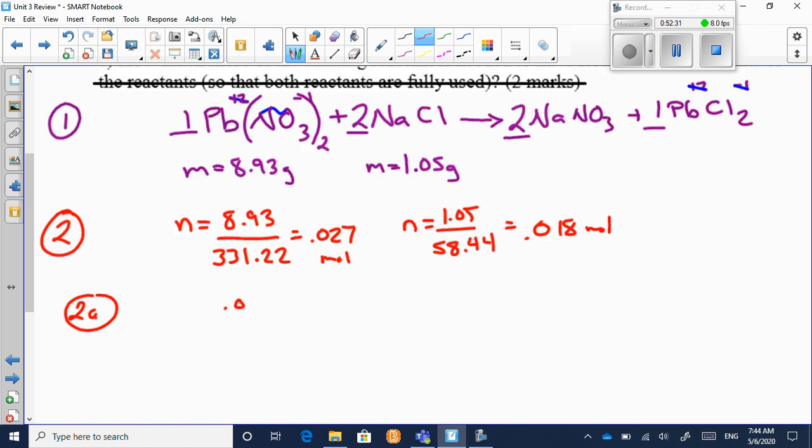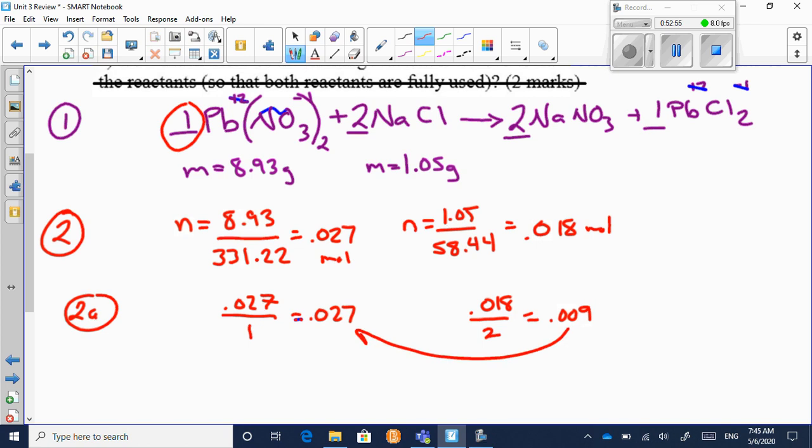So you take the 0.027 and you divide by 1, because of the 1 there, and that's obviously 0.027. And then you take the 0.018 here and divide by 2, and you get 0.009. Okay, so obviously you then compare these two numbers, and this one is smaller. Okay, so therefore the NaCl is limiting.